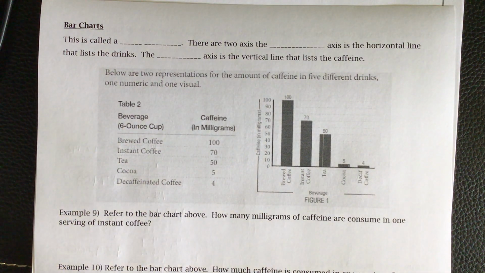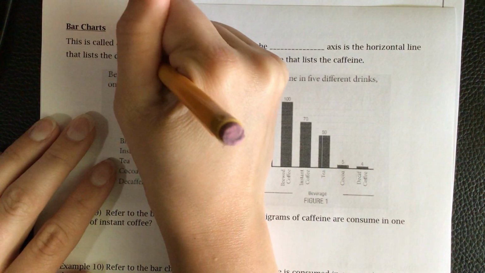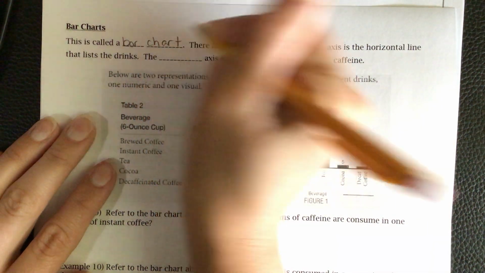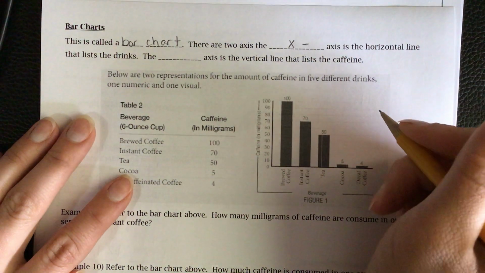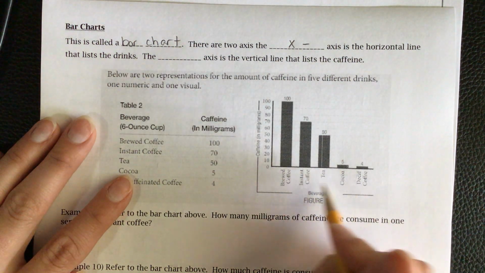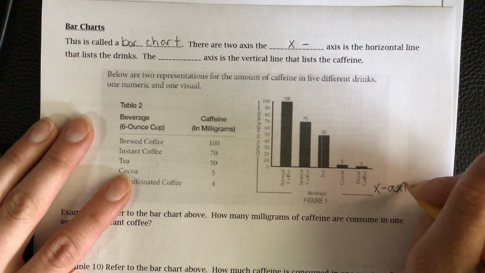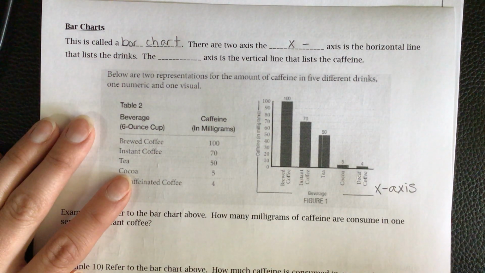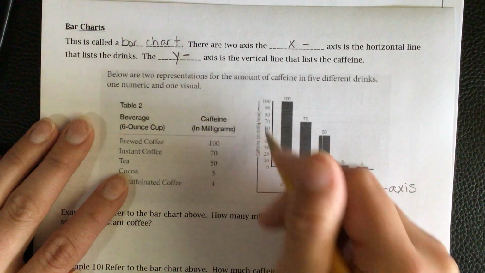Let's continue with some bar charts. When we're looking at this, we're going to talk about a couple of different aspects of it. This is called a bar chart. There are two axes, the x-axis, which is the horizontal line, and that's going to be the part that we're going to talk about for drinks. Okay, so we're going to label that down here, x-axis. The y-axis is the vertical line, and that talks about caffeine.